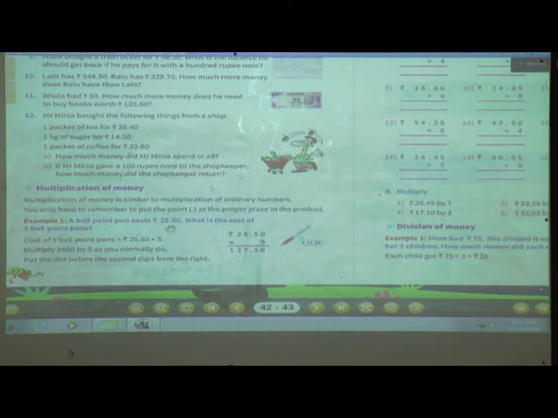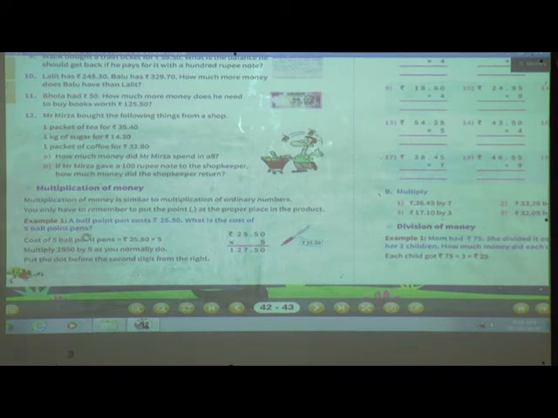So in the same way that we have done the multiplication of ordinary numbers, we are going to do the multiplication of money. Let us take one example. See here, a ballpoint pen costs rupees 25.50. What is the cost of 5 ballpoint pens?